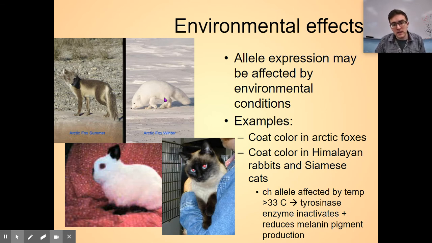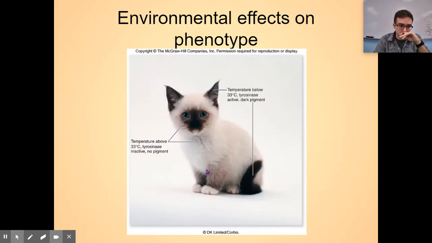Because in the wintertime, if you're brown, running around where everything's white outside, you're very easily seen by predators. But in the summertime, if you're stark white and everything around you is brown or green, you're going to stand out pretty well too. So they evolved this so their coat color changes depending on the temperature. Same thing with Siamese cats, where the alleles are affected by temperature.